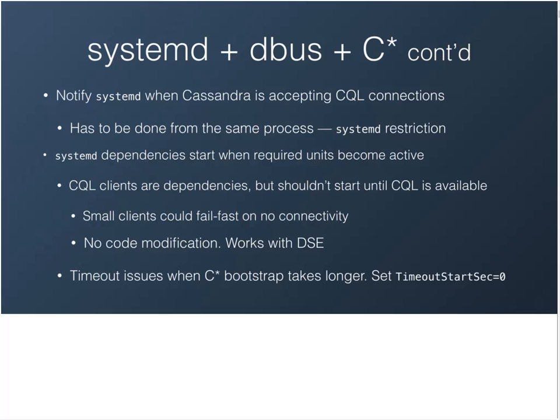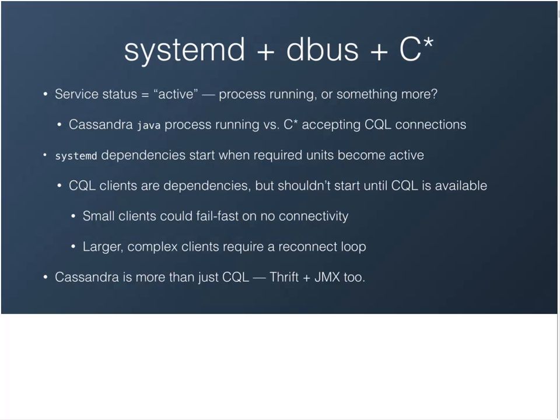I did mention, sorry, just going back one slide here, that Cassandra is more than just CQL. There's Thrift connectivity and there's JMX as well. JMX is quite useful for a lot of monitoring and maintenance operations. And Thrift, we don't use it, but of course it's the more classic connectivity mechanism. If we wanted to open source this, we'd probably want a solution that works for all these kinds of connectivity options for Cassandra, not just CQL.